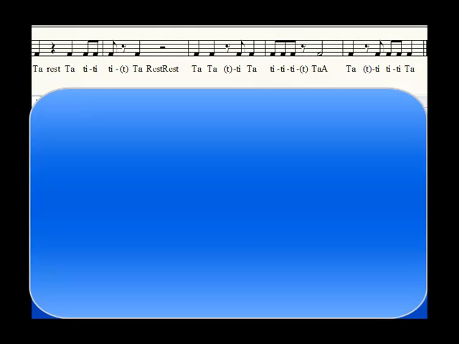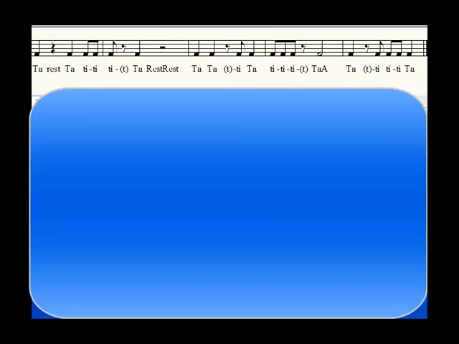Let's do it one more time, but let's focus from the ending, and then we're going to add the bar before. So let's do the last bar. Here we go. Ta, ti, ti, ti, ta. One more time, the last bar. Here we go. Ta, ti, ti, ti, ta. Good job. Now let's try the bar before that. The one with ti, ti, ti, ti, ta, that one. Ready? Here we go. Ti, ti, ti, ta.